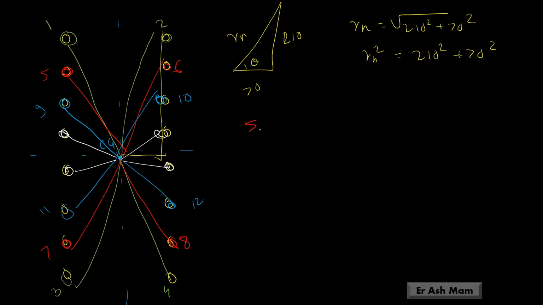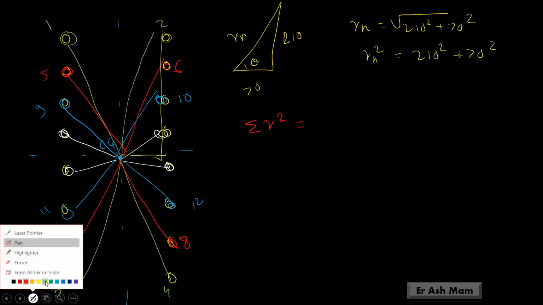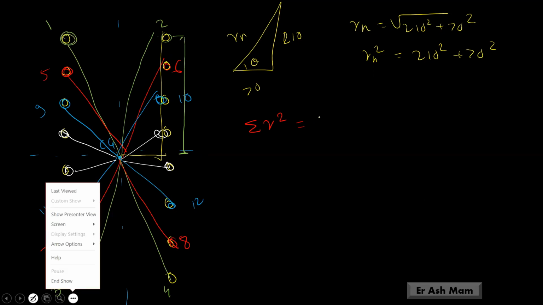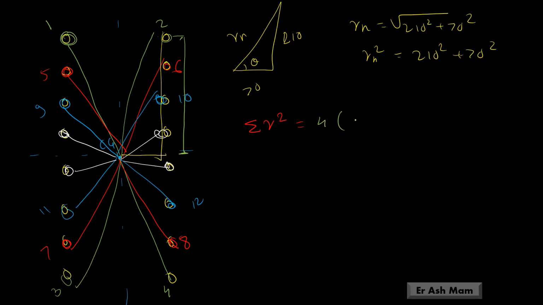Now, summation of R square means summation of all this. If you are considering the first one, green, then the total distance from the center line will be 210, and there are total 4 green bolts: 1, 2, 3 and 4. Therefore, 4 into 210 square plus this distance 70 square. Done.